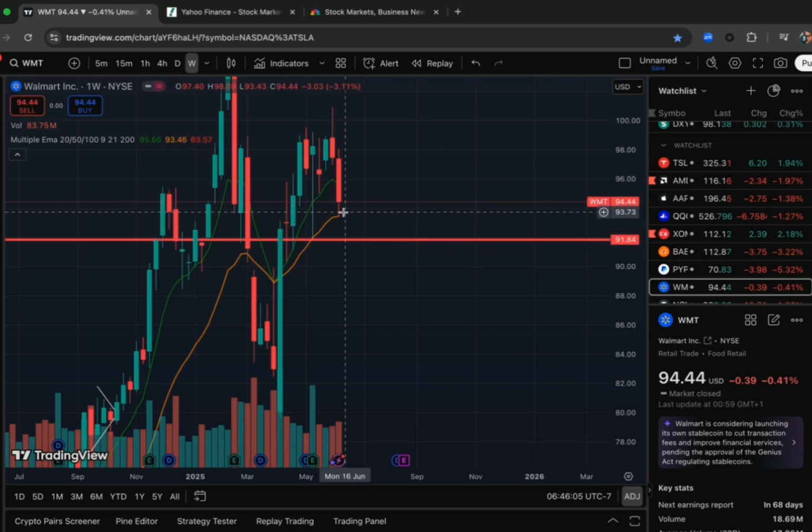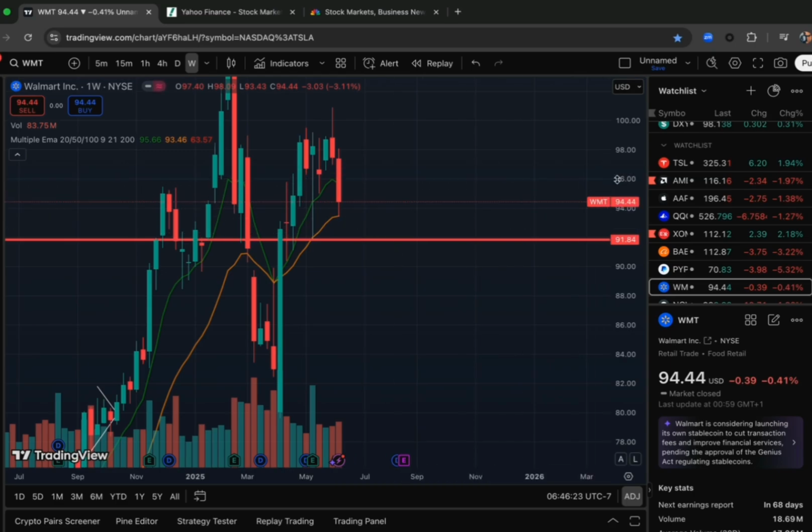So we're still going to wait, because it might hold here and come back up. But more likely, which is what I think is going to happen, it's going to come all the way down. We get this upcoming week. If we get a close below the 21, then yeah, it's probably going to be looking real bleak for Walmart in this case.